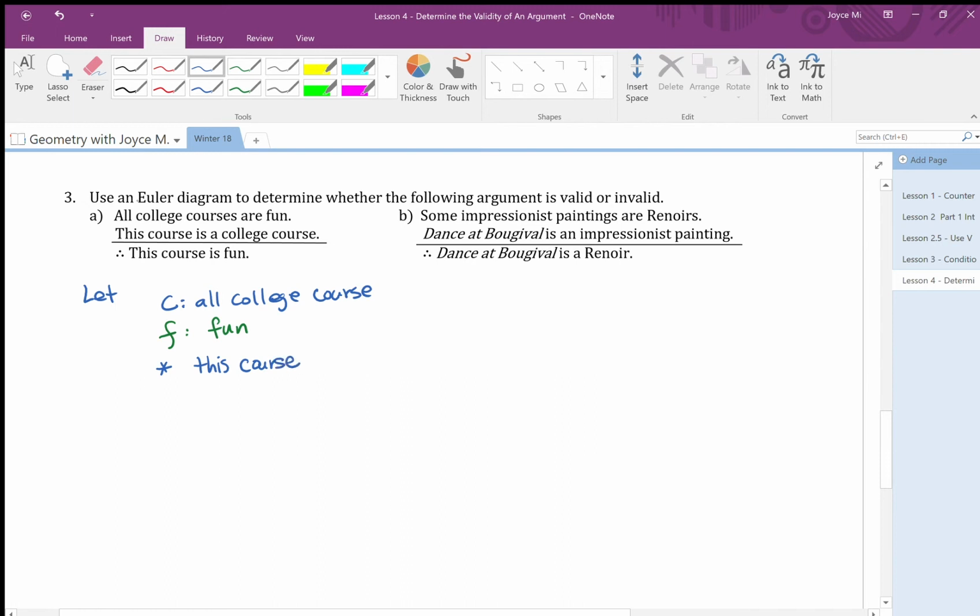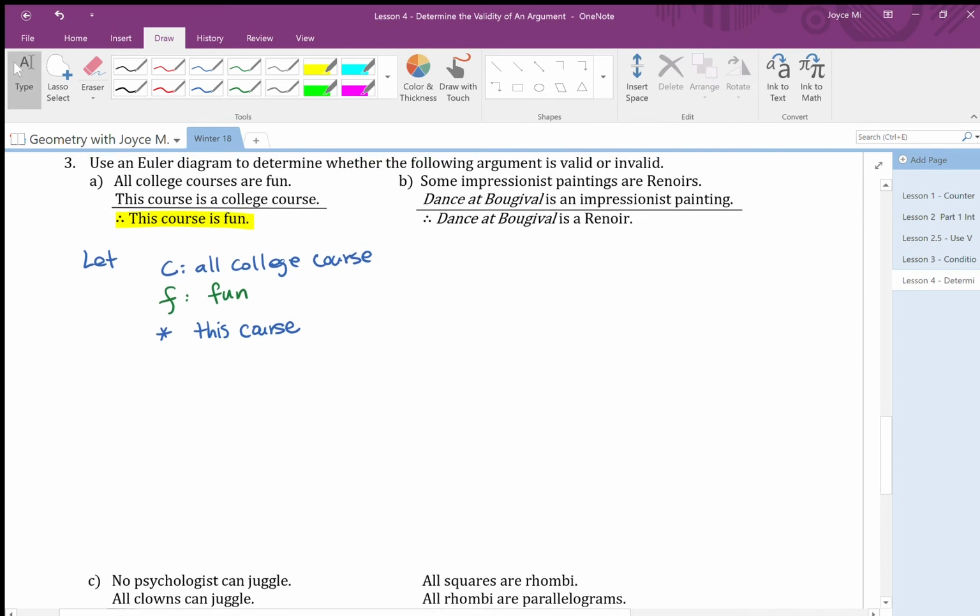I'm going to use the premises to draw my diagram and see if I can come up with the same conclusion. Let me draw it. The first premise is all college courses are fun, so college courses are included in the fun stuff. I'm going to draw a circle to represent fun, using F. Let me use color coding: fun is green. So this is fun, F.